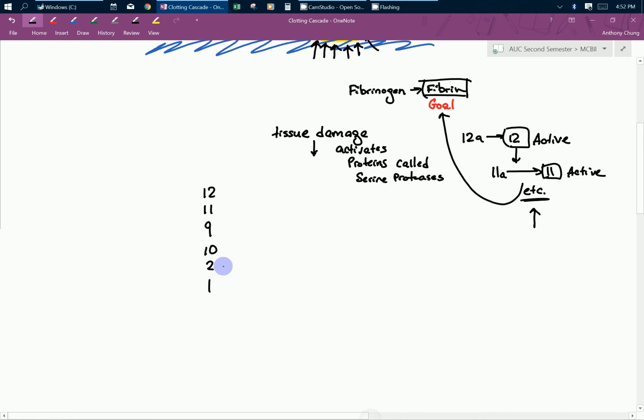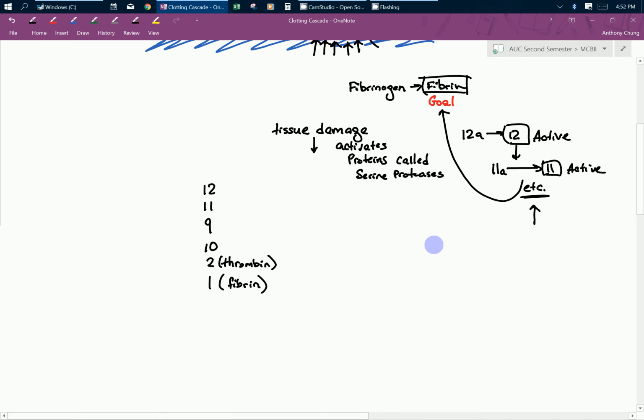And let me tell you what 2 is. 2 is actually thrombin. And before it was activated, it was prothrombin, and then the last one is going to be fibrin. And before that, it's going to be fibrinogen. So they're just precursors, and I'm just going to draw them in order. You just have to make the assumption that the precursor of 12 becomes 12 active, and then 12 active will make 11 zymogen form into 11 active, and 11 is going to go to 9. You get the idea. So that's our goal. So what activates 12? Well, tissue damage.